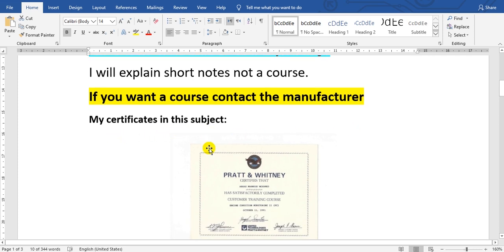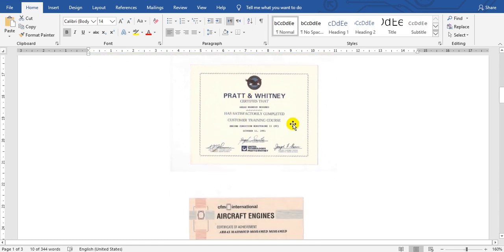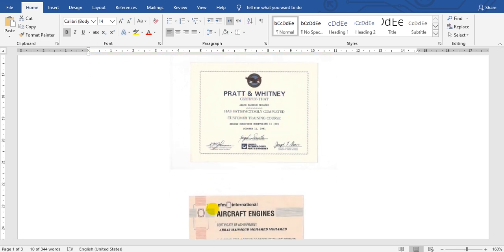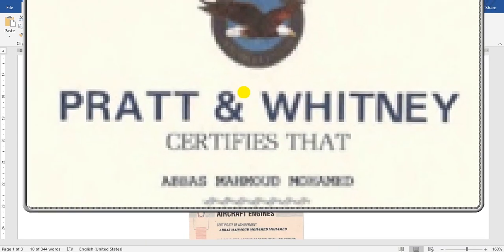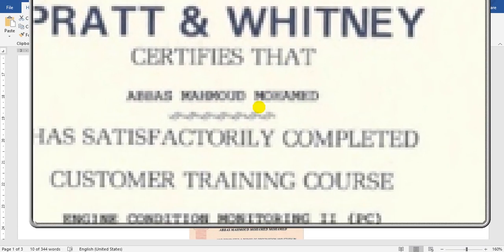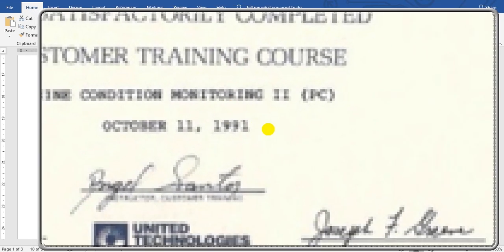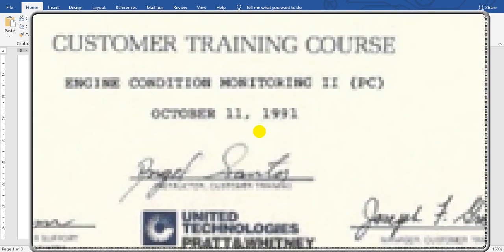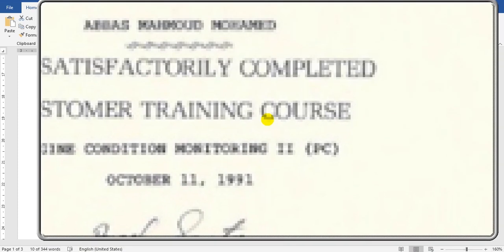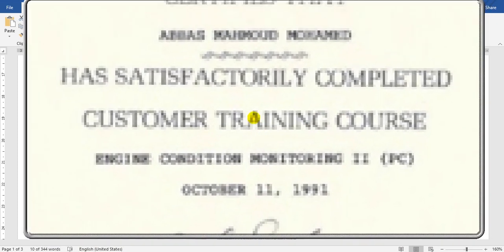These are the certificates which I had. This is from Pratt & Whitney, and this is the course. The date is 11 October 1991.